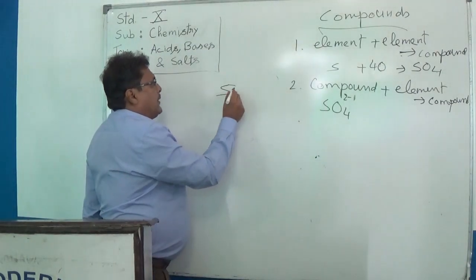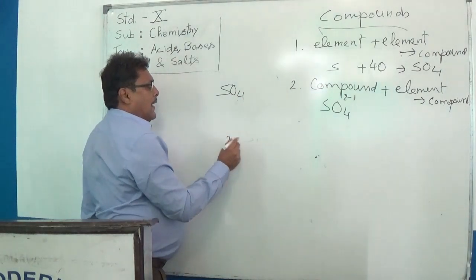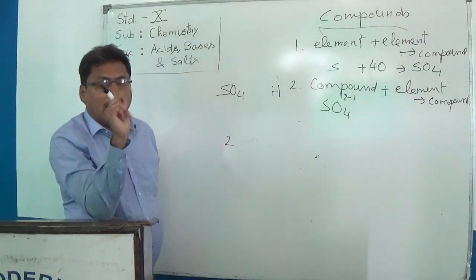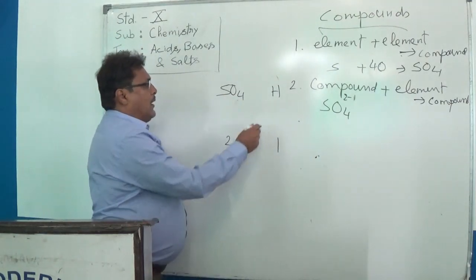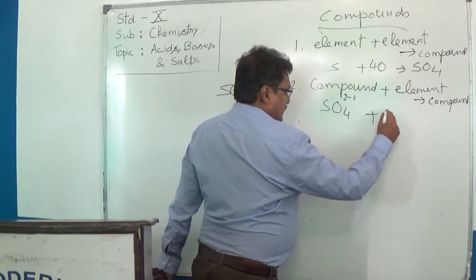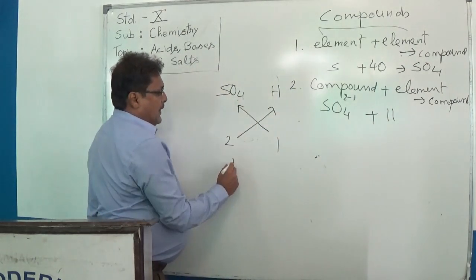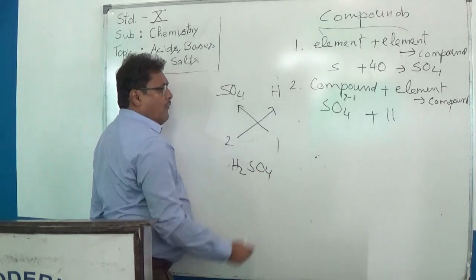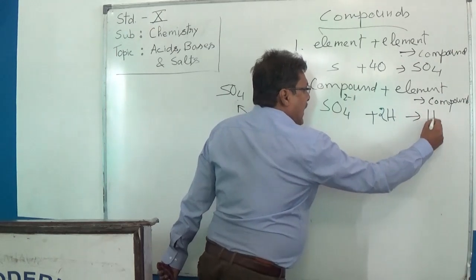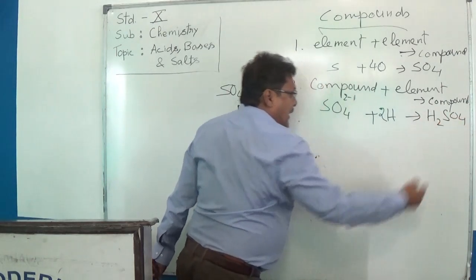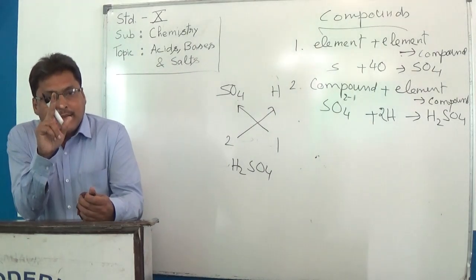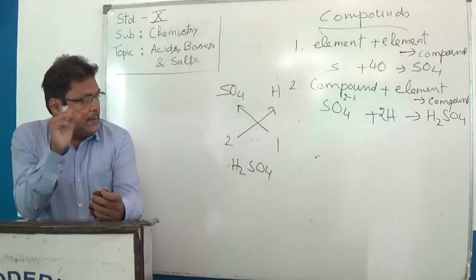Say, we take this SO4, which has valence 2, we have seen it, and we combine it with hydrogen, which is an element which has valence of 1. We cross them over. And so what we get is H2 and SO4. So we combine it and get H2SO4, a new compound which is made up of a compound and an element. That is the second way a compound is created.